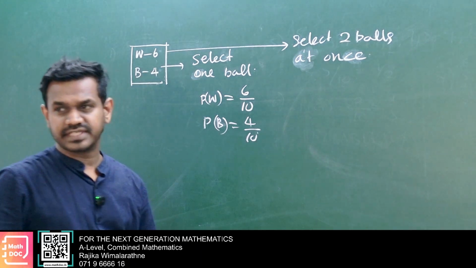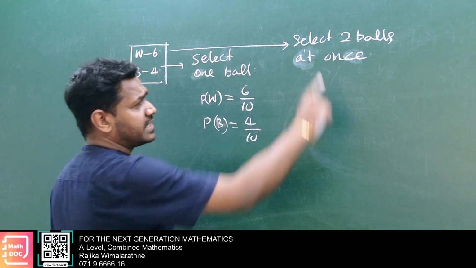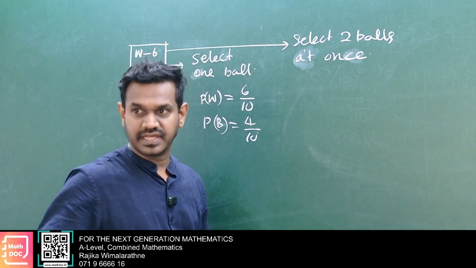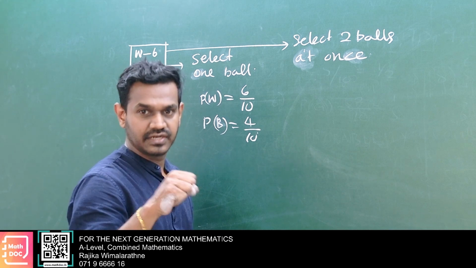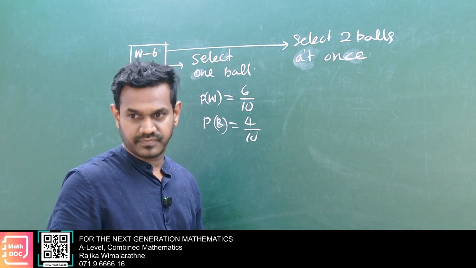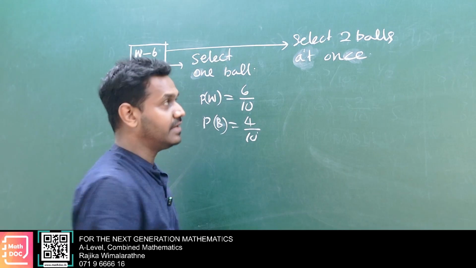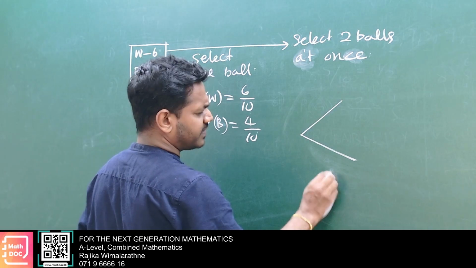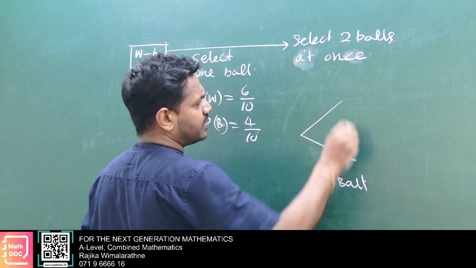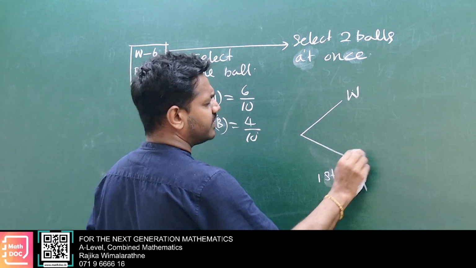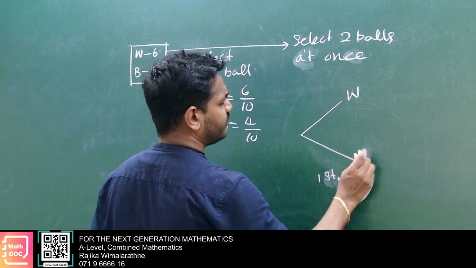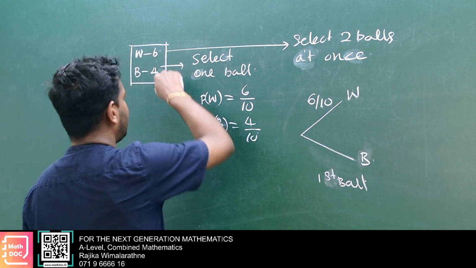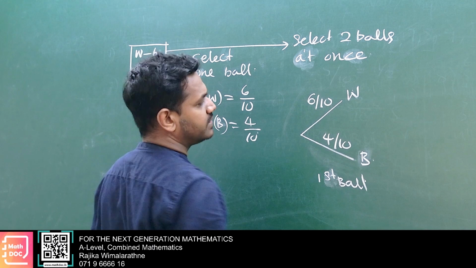Now I'm going to select 2 balls at once. So selecting 2 balls, we can consider taking one and putting it to one side, taking another one and putting it to the other side. So getting 2 at once looks like taking one and placing it to one side and taking another one. Okay. Then here we can sketch a tree diagram. First ball: white or black, with 6 over 10 for white and 4 over 10 for black. Now the second ball.